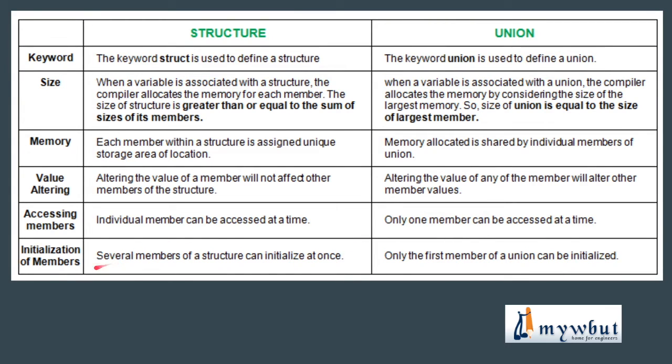And in case of structure, several members of a structure can be initialized at once, but in union only the first member of a union can be initialized. That's pretty obvious too, because just like the previous point, only one member can be accessed at a time, so only one member of a union can be initialized at a time, because again the memory is shared. And as per the value altering point, if you assign a value to one member, then the same value will be assigned to a different member as well.